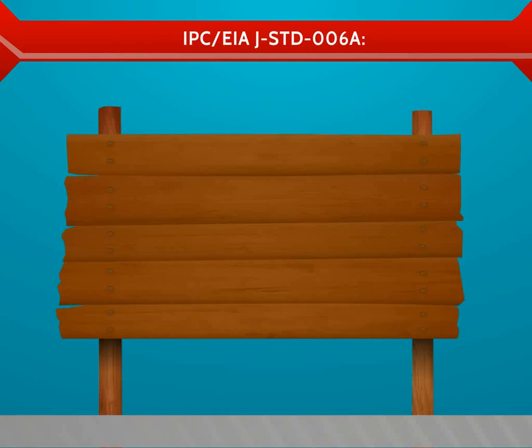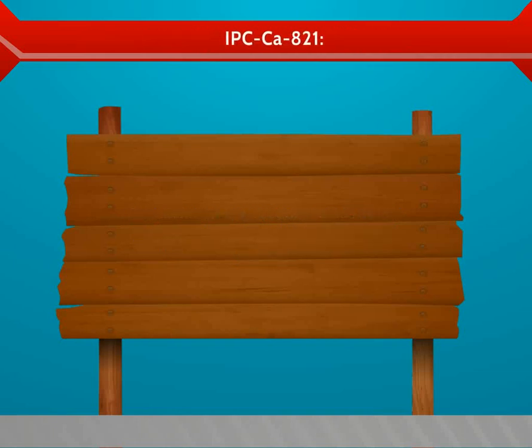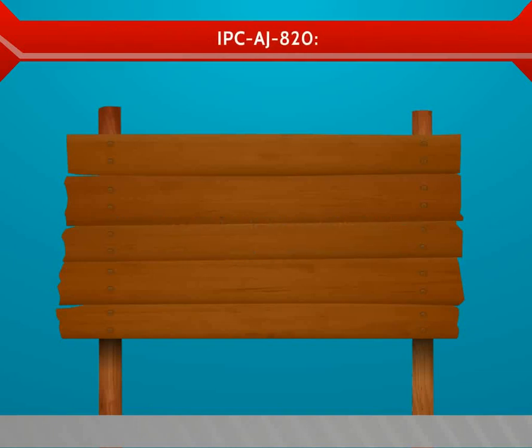IPC/ERA J-STD-006A, Requirements for electronic grade solder alloys and fluxed and non-fluxed solid solders. IPC/CA 821, General requirements for thermal conductivity adhesives. IPC 3406, Guidelines for electrically conductive surface mount adhesives. IPC AJ 820, Assembly and Joining Handbook.